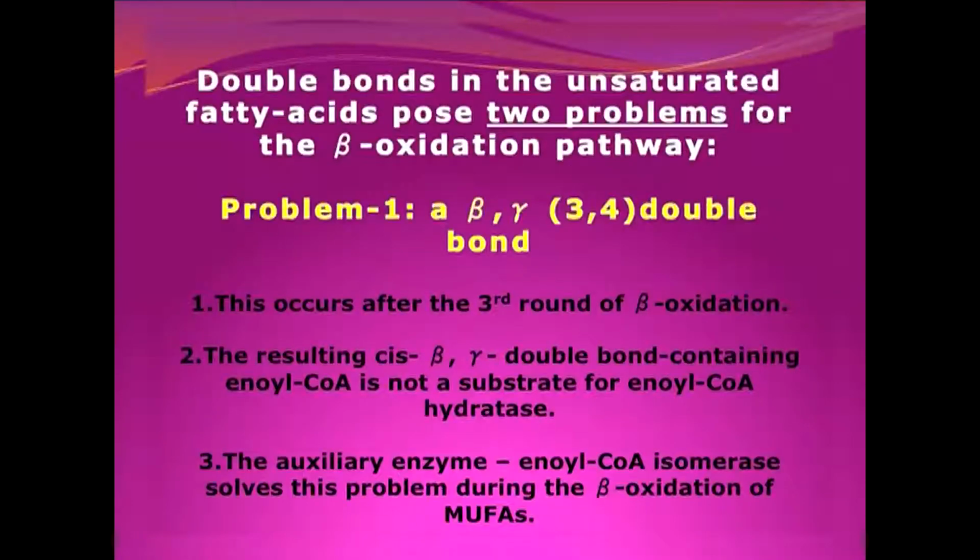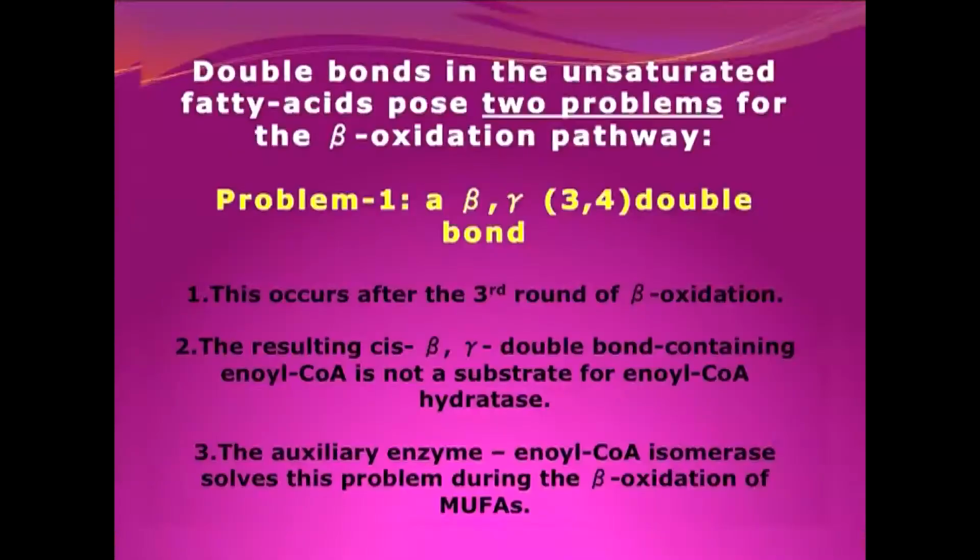Now, the double bonds present in the unsaturated fatty acids pose two different problems during their beta oxidation pathway. First, problem number 1. This is the presence of a beta-gamma or a 3,4 double bond. Now, if a beta-gamma or a 3,4 double bond is present, and that too in the cis position, then that is not a very proper substrate for the usual beta oxidation pathway, that is the enoyl-CoA hydratase enzyme.